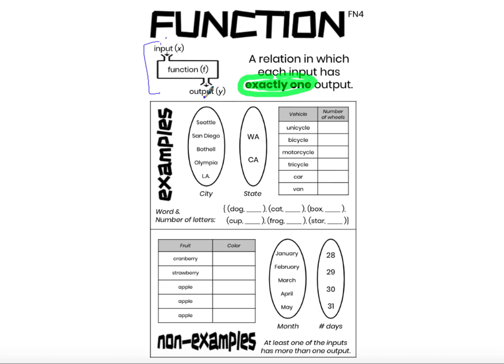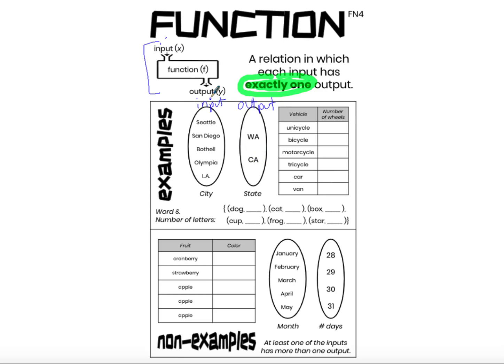In this toolkit, we look at some non-math examples of functions, and then in future toolkits, we'll look at more mathy examples. Example number 1, my input is the name of my city. My output is the name of the state that that city is in.